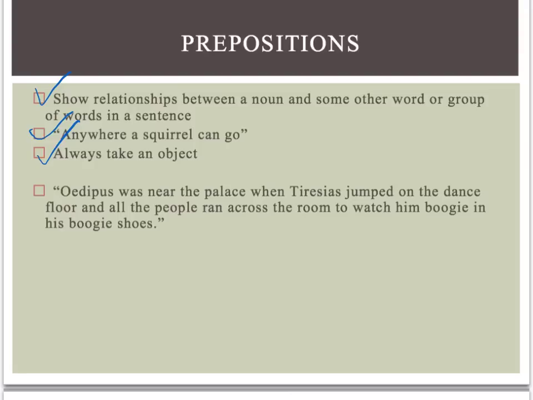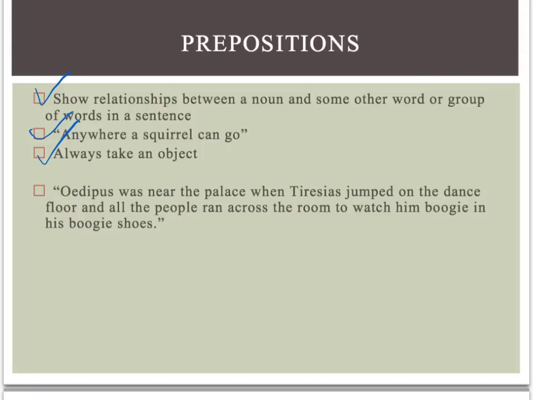Let's take a look at an example sentence that's going to help me illustrate that point. If you read this sentence, Oedipus was near the palace when Tiresias jumped on the dance floor and all the people ran across the room to watch him boogie in his boogie shoes, which was actually in the original draft of Oedipus, but had to be removed for time purposes because there were no lights on the Athenian stage. Anyway, if you look at that sentence, you'll notice that there are a lot of prepositions.